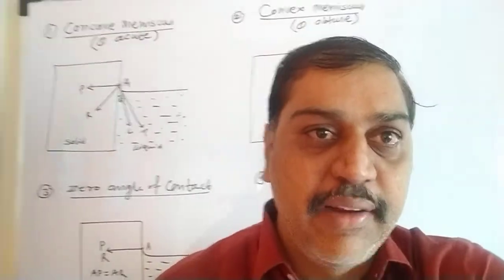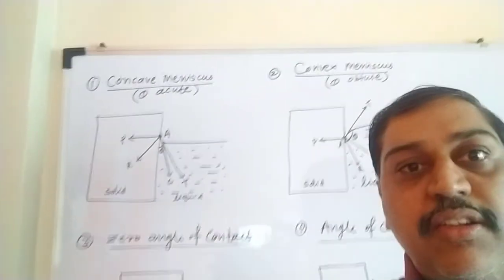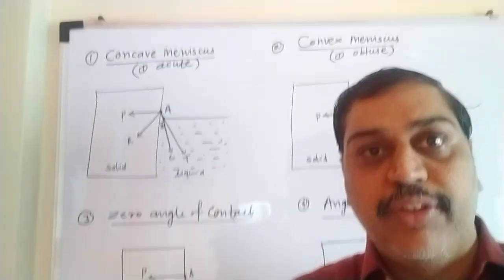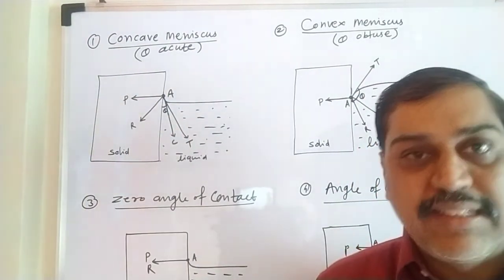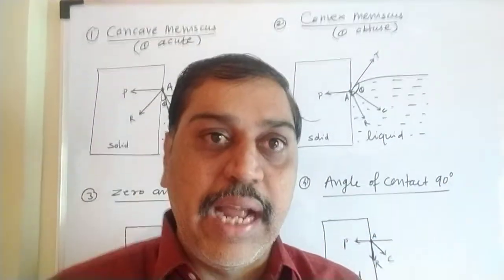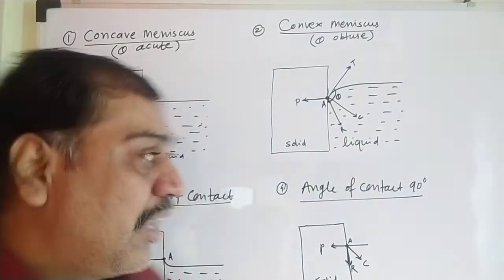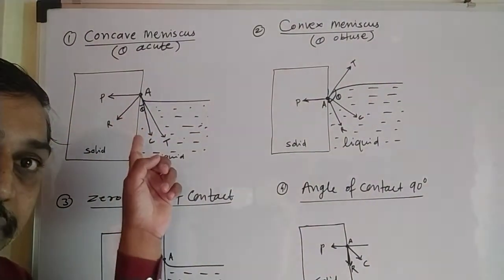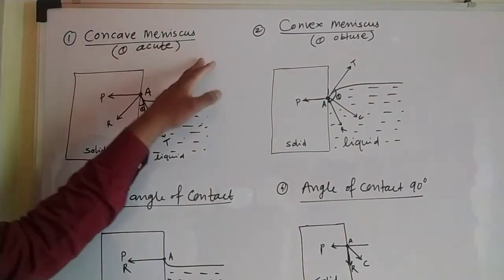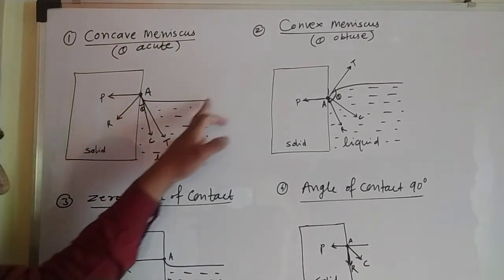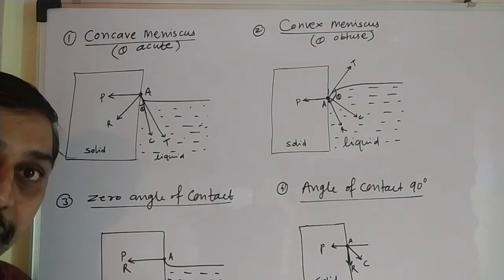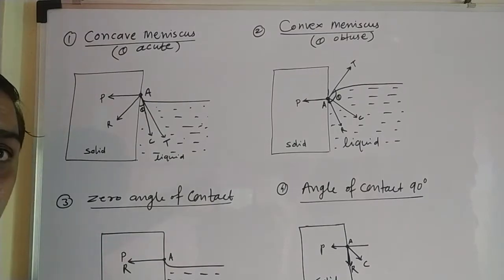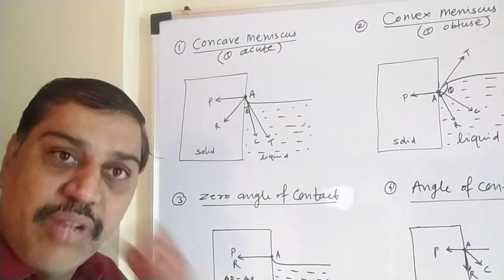So if you see here, I have drawn the 4 figures. Out of that, first of all, let's see the first 2 figures. The first figure shows that the angle of contact is acute. Acute angle of contact. Acute means the angle must be less than 90 degrees. So if you see this figure, in this case it is a concave meniscus, concave means this is the concave part, and the angle of contact theta is acute. Acute means theta must be less than 90 degrees. So let's start with this.